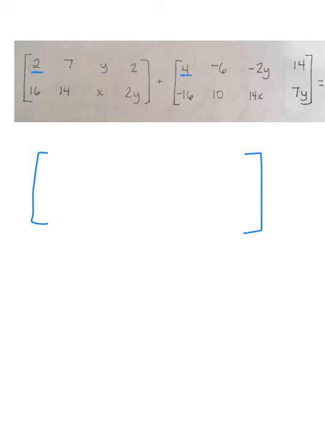So 2 plus 4 is 6. 16 plus -16 is 0. 7 plus -6 is 1. 14 plus 10 is 24. And you notice the answers are going exactly where we were.